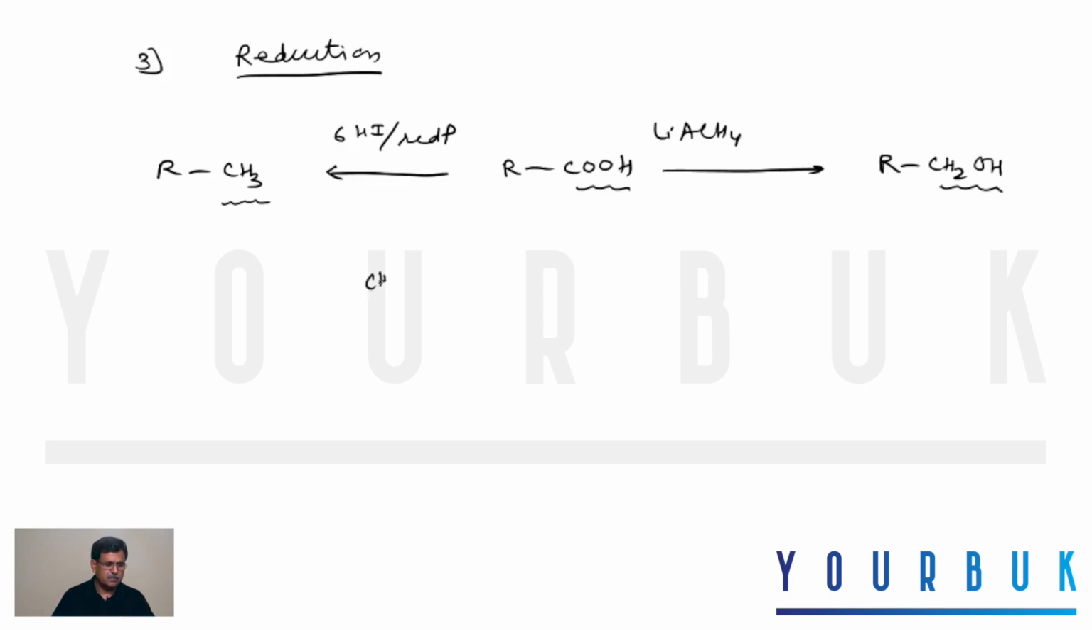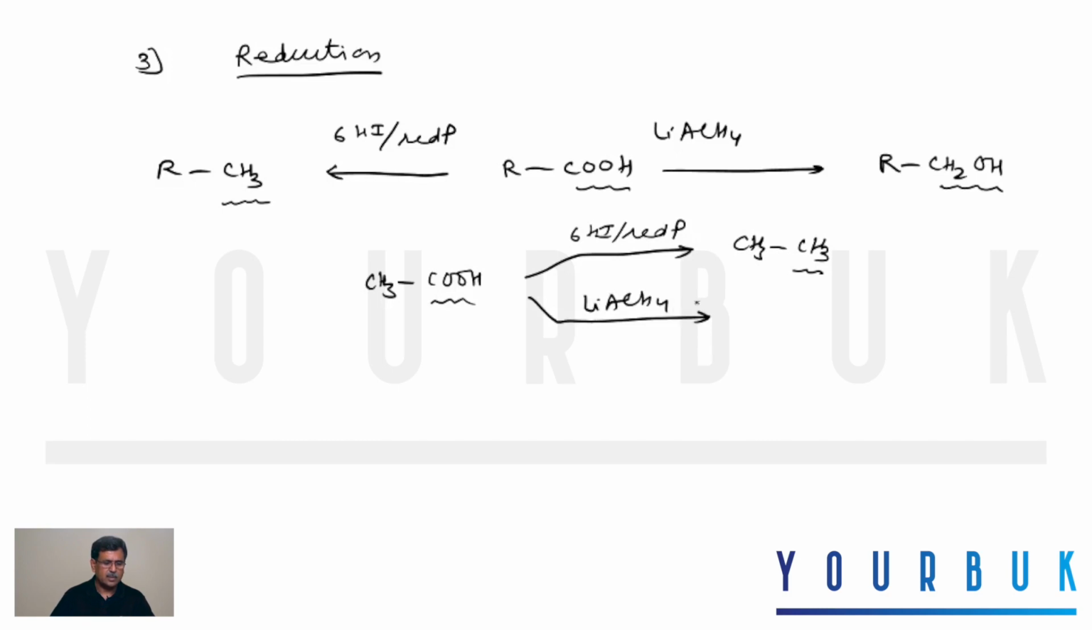For example, this is acetic acid. So on reaction with 6 moles of HI and red phosphorus, it can be reduced to ethane, and on reaction with lithium aluminum hydride, it can be reduced to ethyl alcohol.